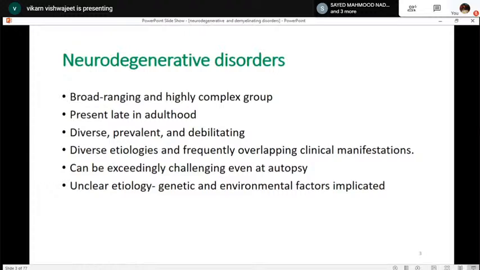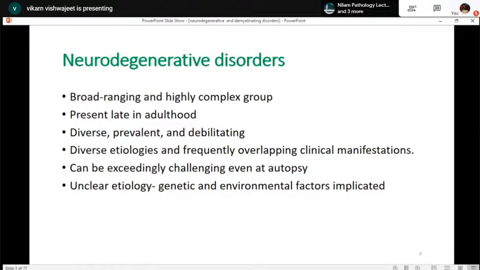Neurodegenerative disorders are a broad-ranging and highly complex group with varied etiology and frequently overlapping clinical manifestations. These diseases usually present in adulthood, and most cases occur after 50 years of age, mostly in the 6th decade and after. The etiologies are varied. The disease is prevalent and often debilitating.